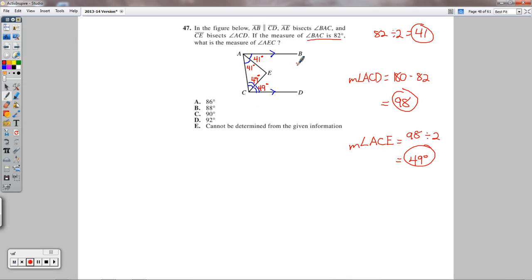We're trying to determine the measure of angle AEC. So if we look at this picture, we've got 41 here, we've got 49 there. The triangle sum theorem tells us that 180 degrees is the sum of the interior angles of any triangle. So you have 180 minus 41 and 49 added together. That's going to be 180 minus 90 right there. So for this angle, AEC is the one we're trying to determine in the end. That would be 90 degrees. That is choice C.